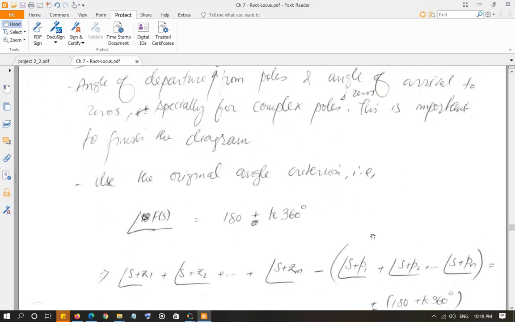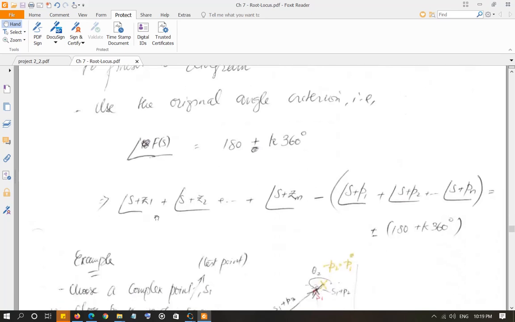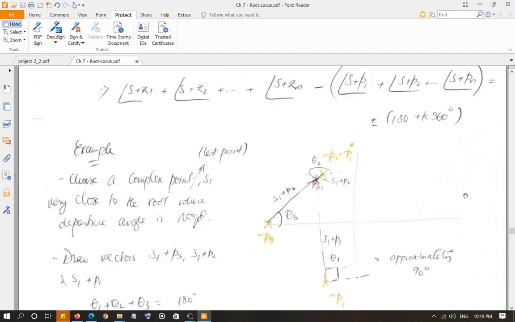Basically, the idea is that we use the original angle criteria. That is, angle of F(s) is equal to 180 plus or minus k 360 degrees. And remember, F(s) was the product of all the zeros divided by the product of all the poles. So when you're calculating angles from that fraction, it is going to be the angle of each zero minus the angle associated with each pole from any point s on the root locus, and that should be equal to plus or minus 180 plus k 360 degrees. So let's look at this example.